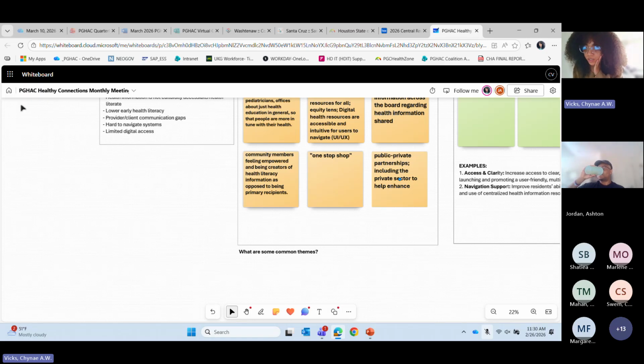Goal: digital health resources are accessible and intuitive for users to navigate. Hey Shanika: education of a trusted community member. Yes, love it. This kind of makes me think of CHWs and things like that. Caseworkers.